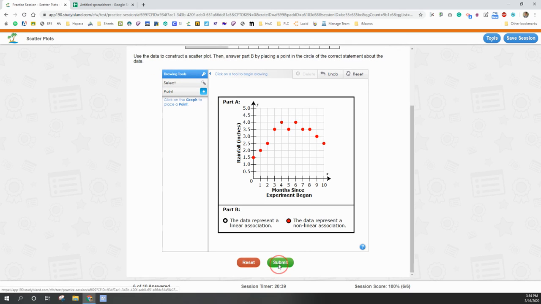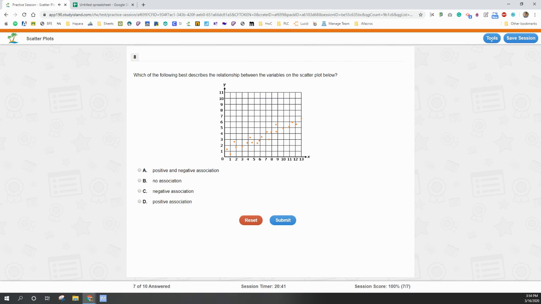All right, here's another one. Which of the following best describes the relationship between the variables on the scatter plot below? Well, there clearly is an association, and as the x increases, y tends to increase as well. That is a positive association. Let's read through our choices. Positive and negative? You can't have a positive and a negative association at the same time.